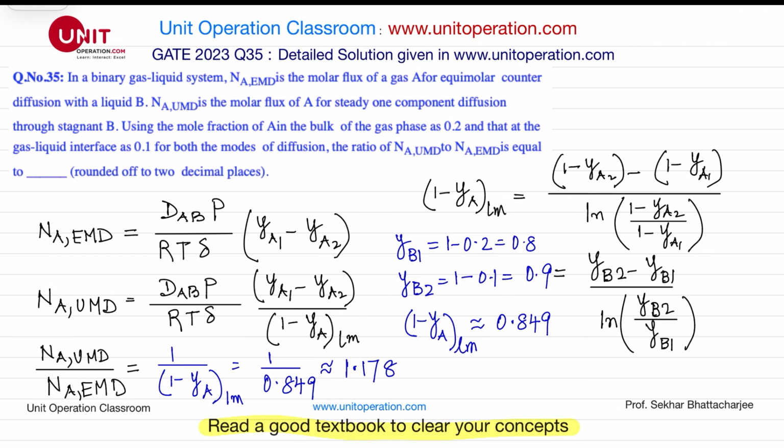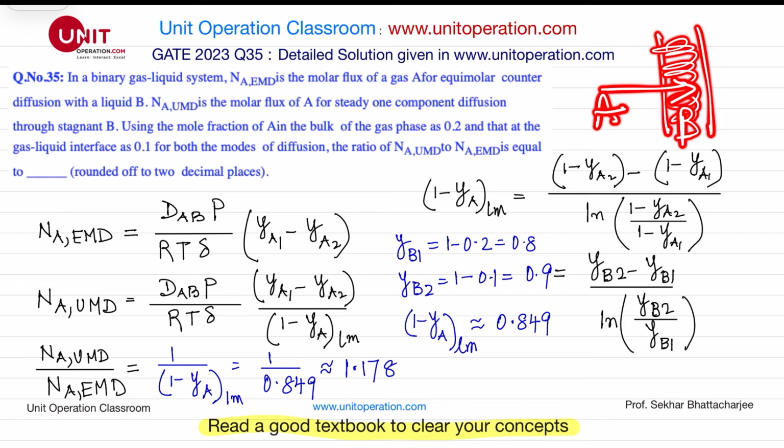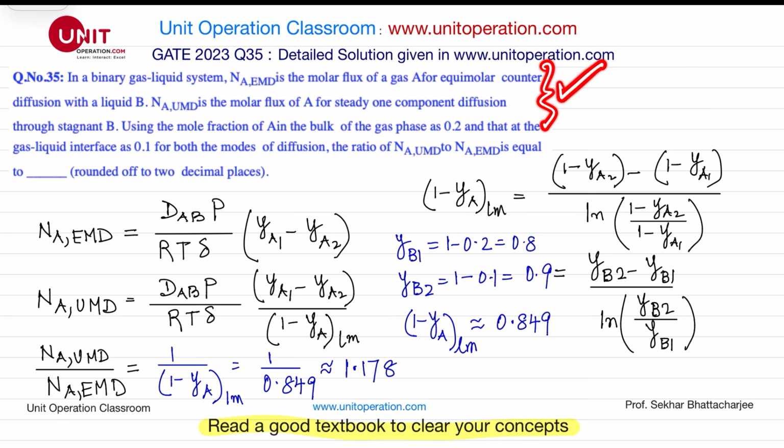And N_A,UM is the molar flux of A for steady one component diffusion to a stagnant B. So if you have a stagnant B layer, let's say, and A is diffusing through it, that is an example of N_A,UM, the molar flux of A for steady one component diffusion to a stagnant B. We'll try to see some practical examples of what they mean.